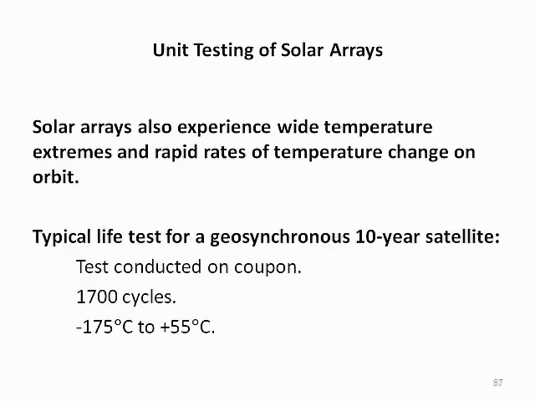Like antennas, solar arrays experience wide temperature extremes and rapid rates of temperature change on orbit. Testing is usually performed on a small section or coupon of non-flight solar array to demonstrate compatibility with this stressing environment. A representative life test for a solar array at a geosynchronous satellite with a 10-year design life might include temperature cycling of a coupon for 1,700 cycles over a range of -175 to +55 degrees C.